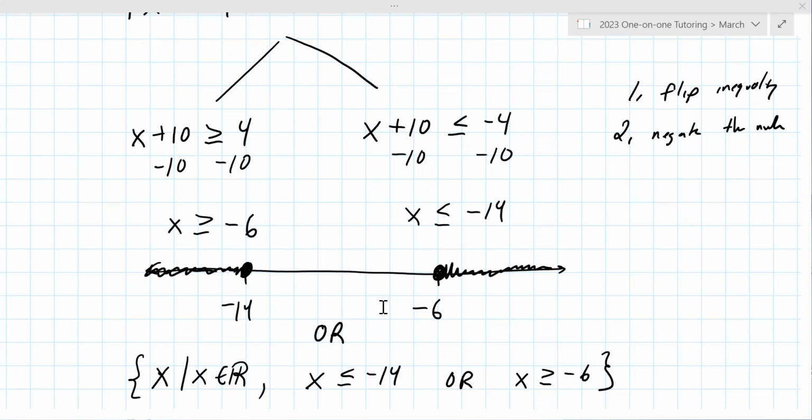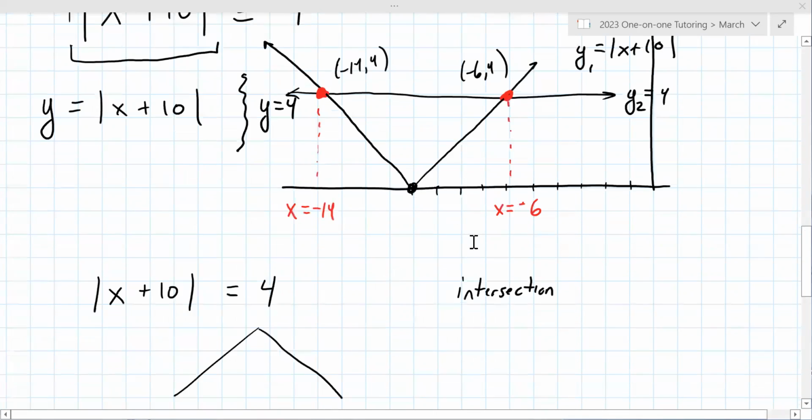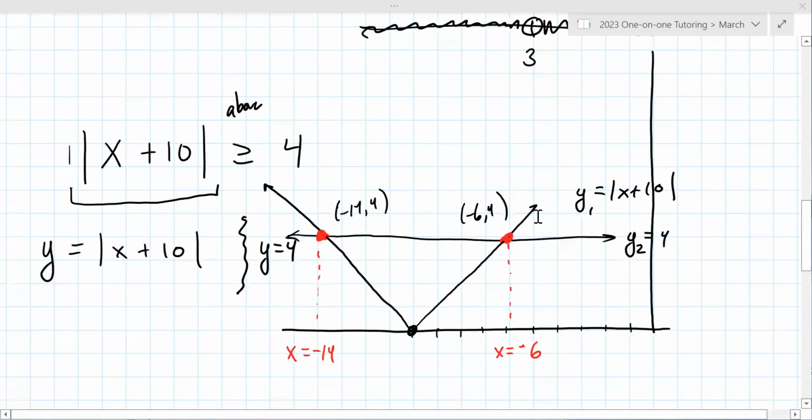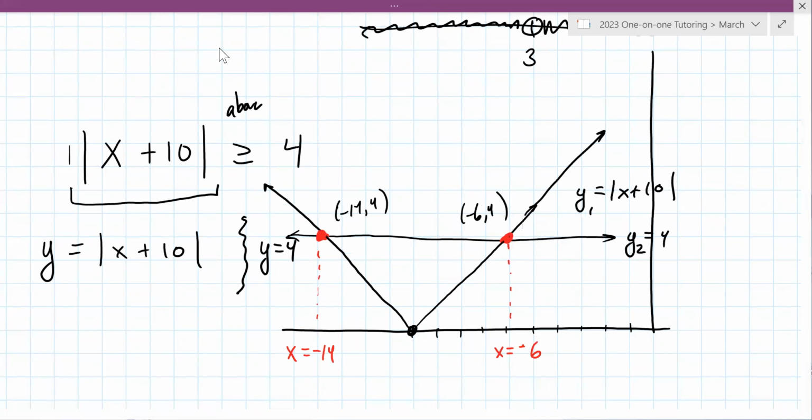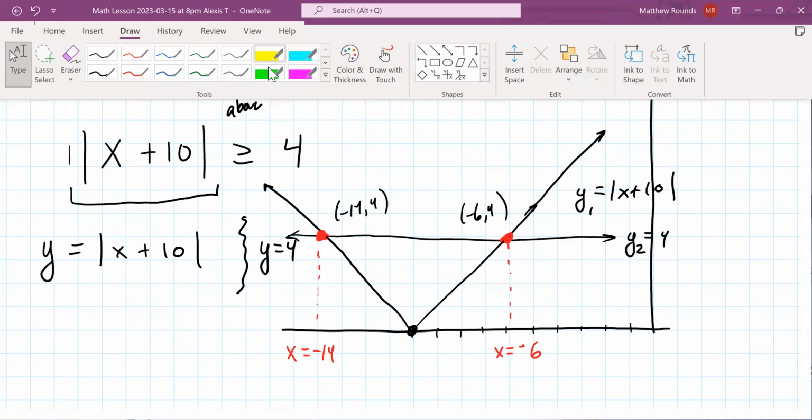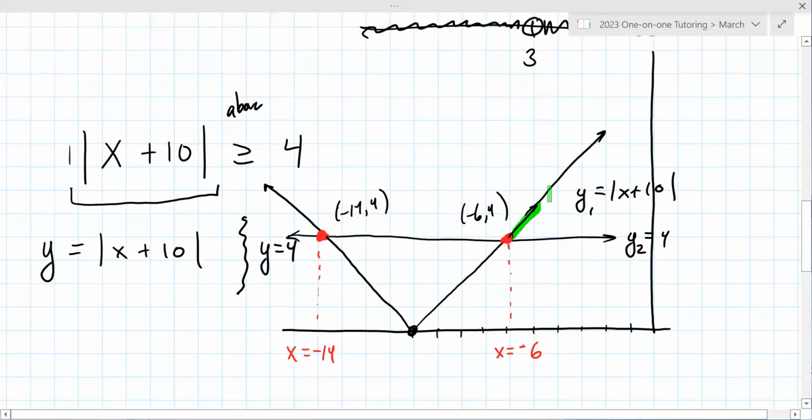Okay. Now we go back and look at the graph. What does that mean graphically? It means everything to the right of this -6. So basically the graph, if I could just shade it here, it's everything to the right of it, everything to the left of this one. So technically just everything above those two points. Yep. Including those points, because that's where it's equal to. But everything above it.